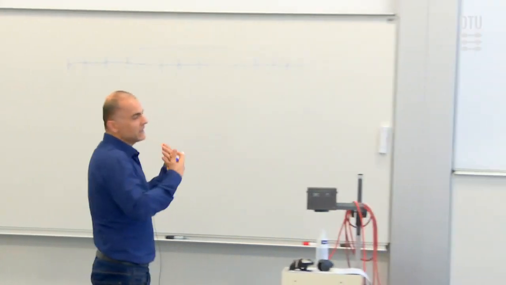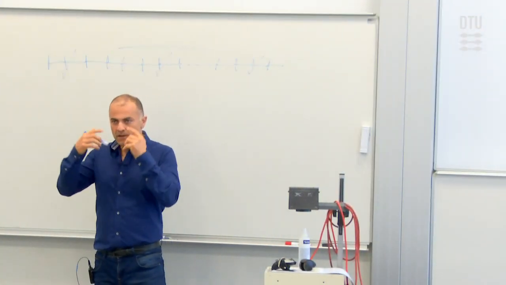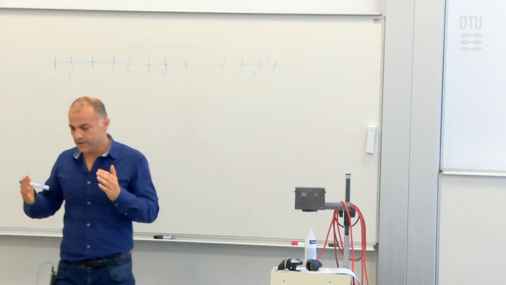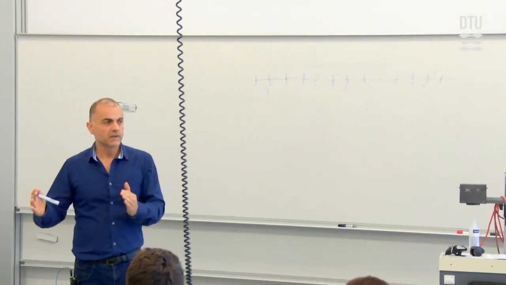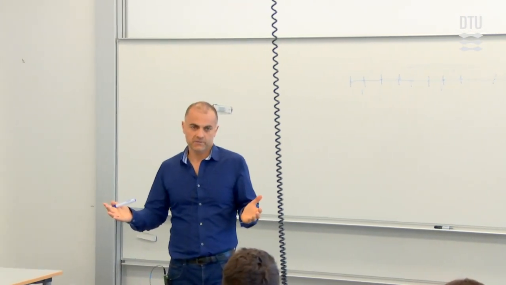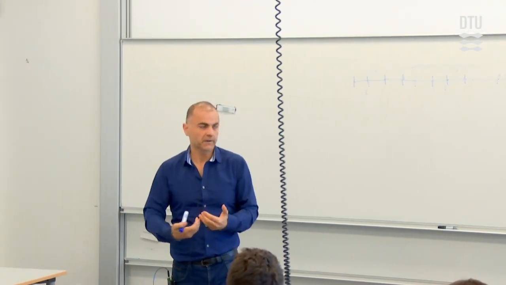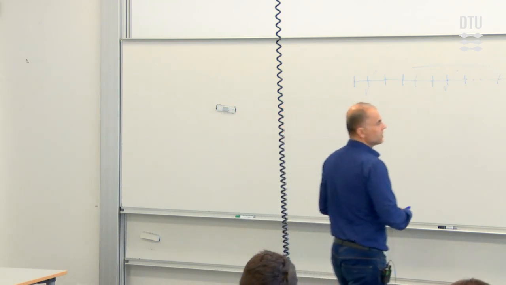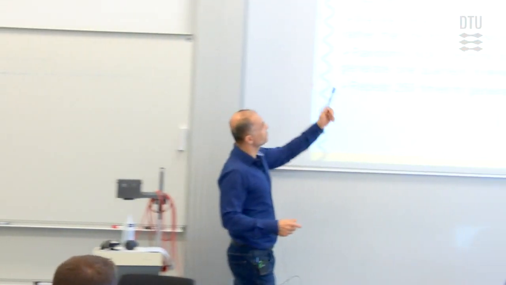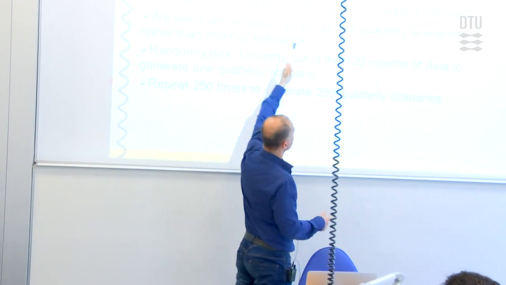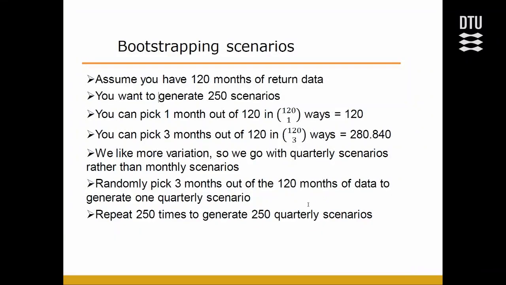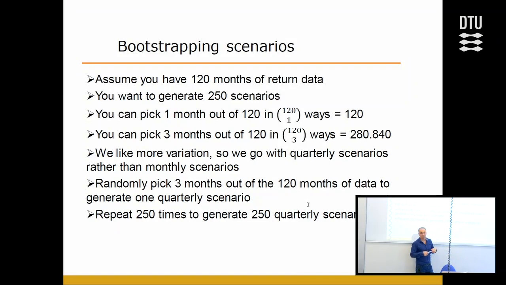So that you get the idea. You have to do this thinking before you start bootstrapping. Is my sample universe big enough to begin with, before I start sampling? And the question here is that I want you to pick 250. I want you to generate 250 quarterly scenarios out of a sample space of 280,000 something, right?